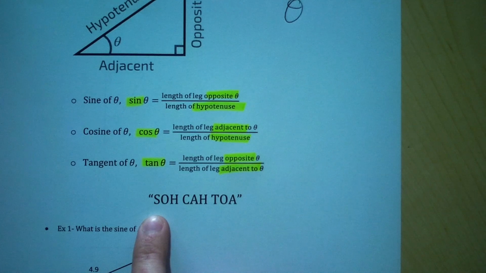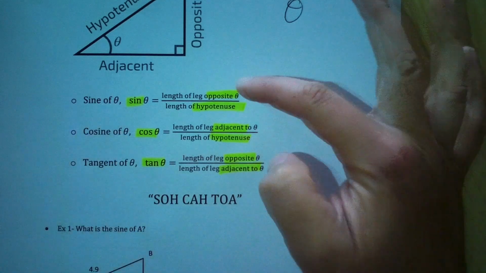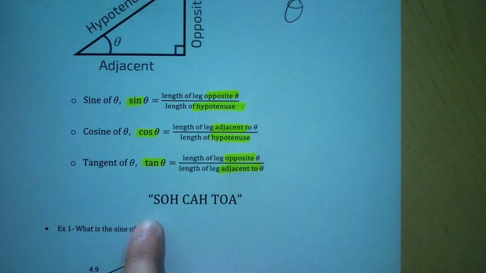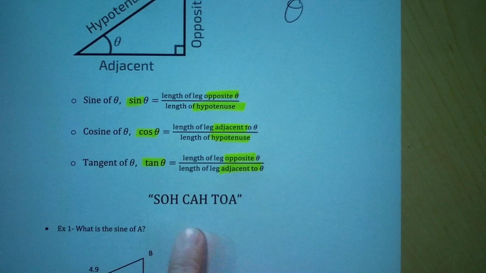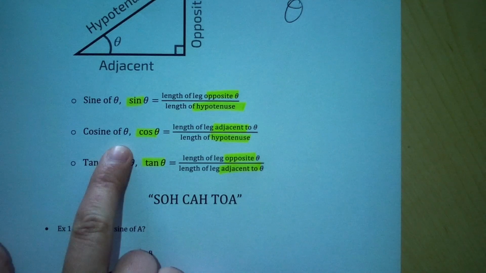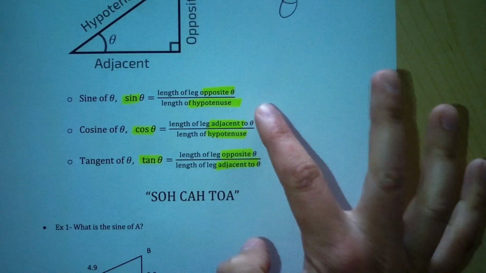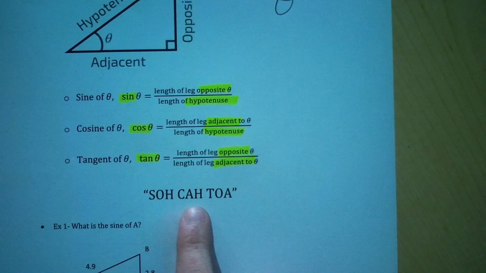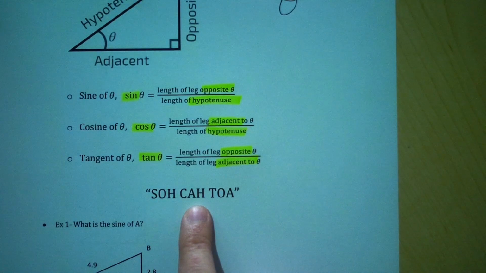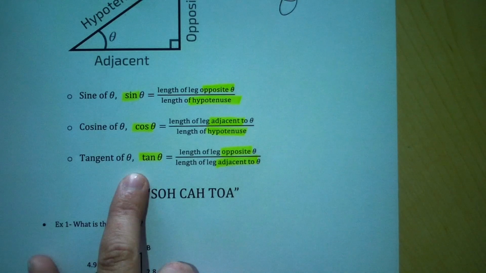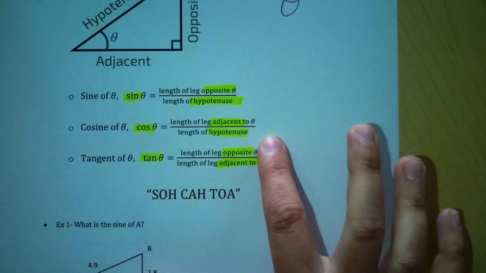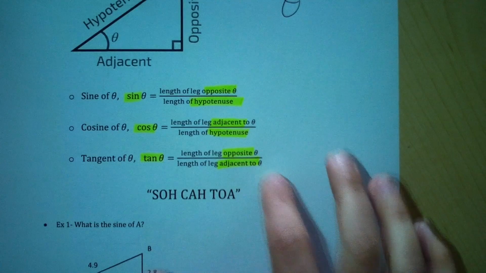Ca is cosine because the C goes with that, and that's adjacent over hypotenuse. Then tangent is the TOA, so tan is the T, and that's opposite over adjacent. So if you say something like SOHCAHTOA, people know you're talking about this right triangle stuff with the trig functions, okay?